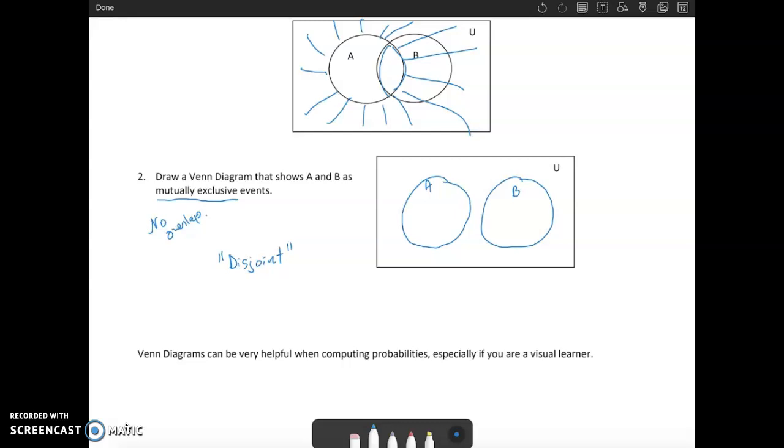So Venn diagrams can be very helpful when you're computing probabilities, especially if you are a visual learner or a more visual type person. So just take these as a tool that you can use if you need to create some visual to help you to calculate some of these more complicated probabilities.